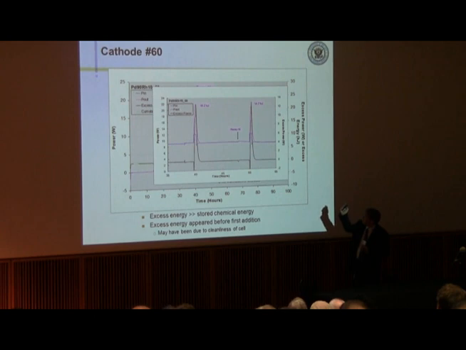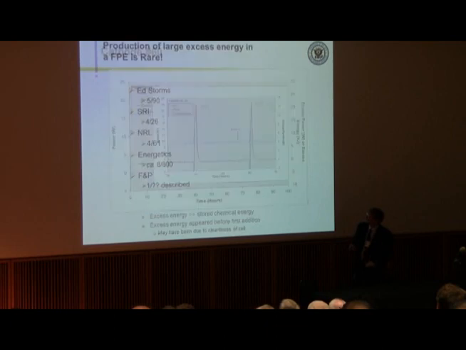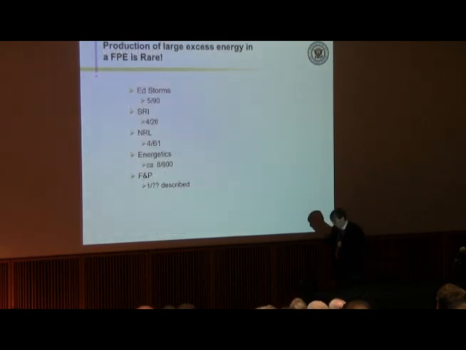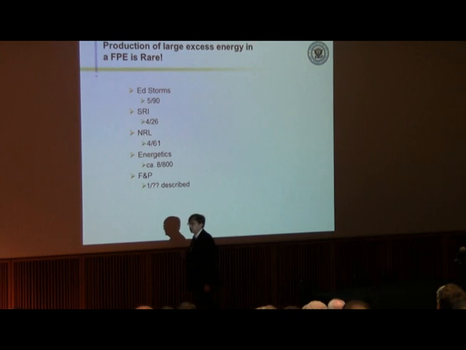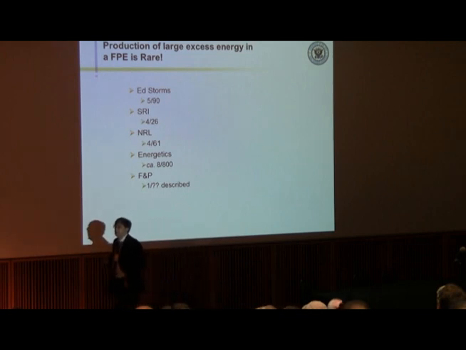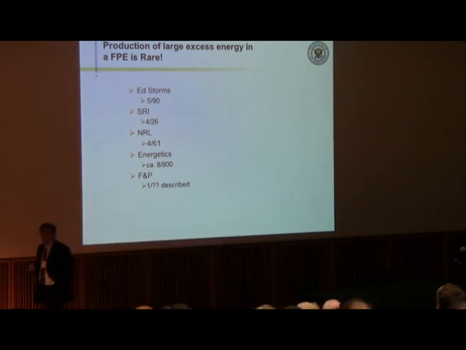And here's some blow up of those. 18 kilojoules and 14 kilojoules. Big events. Now, these big events are very rare. If you look at the data sets, Ed Storm saw about 5 out of 90, SRI 4 out of 26. We'll come into that a little bit. 4 out of 61 if we take a subset. Energetics about 8 out of 800. Very, very rare events, but they're not chemistry. They're too big for that.